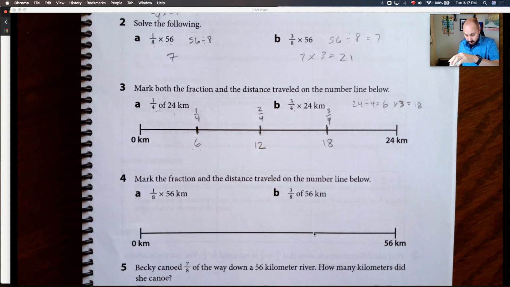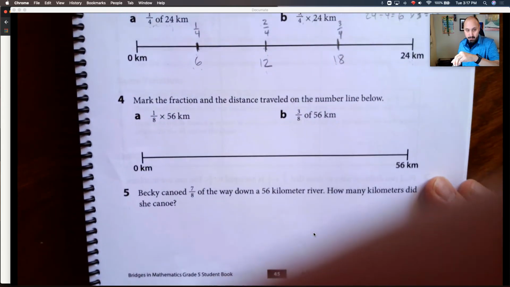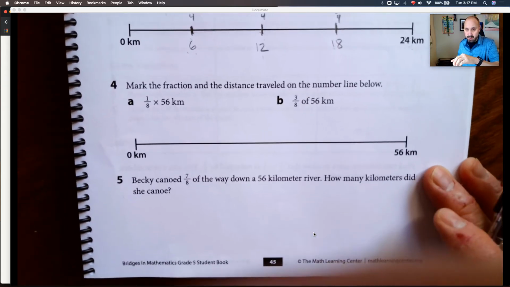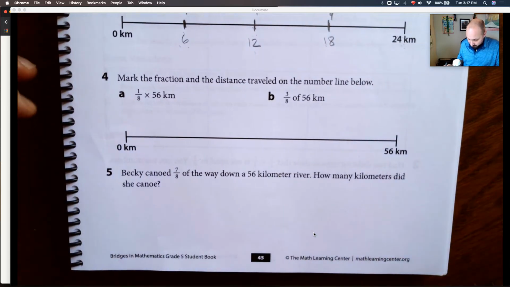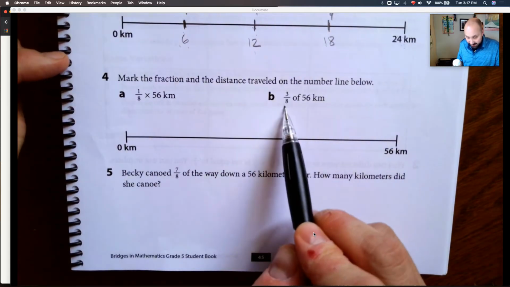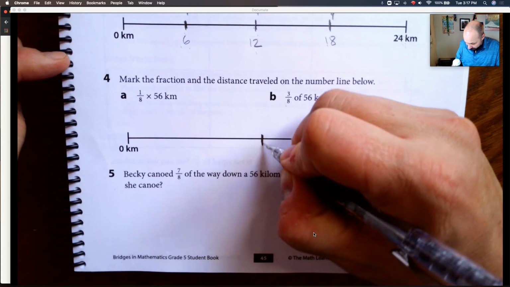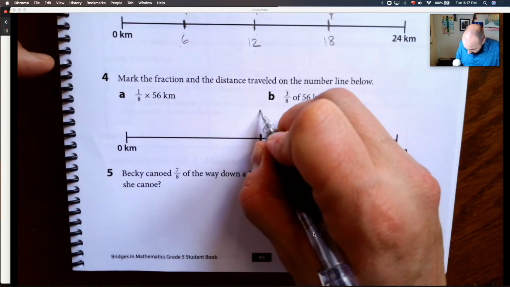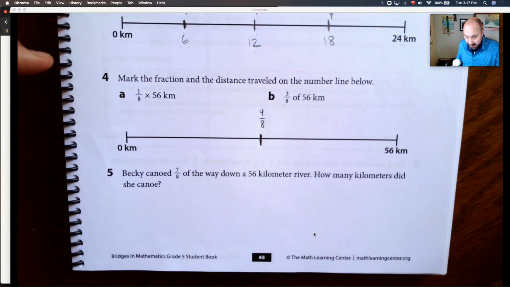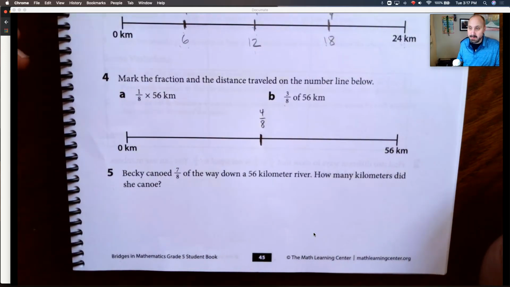Okay. Number 4. Mark the fraction in the distance traveled on the number line below. So it's the same thing for number 2 that we did. So now we're dealing with eighths, though. So I'm going to go ahead and mark my benchmark. Mark that about the halfway point. Go ahead and do that. But instead of fourths, we're going to make it eighths. So we're going to mark that with 4/8.